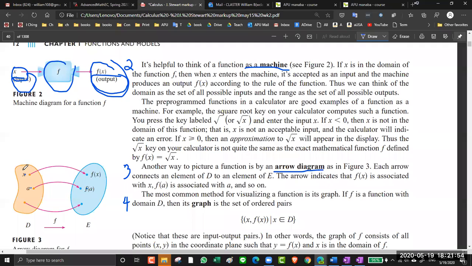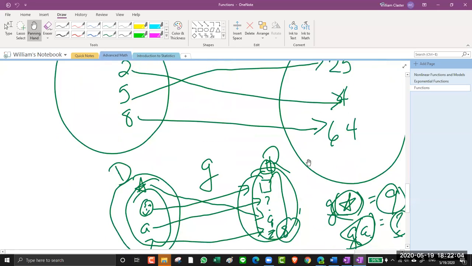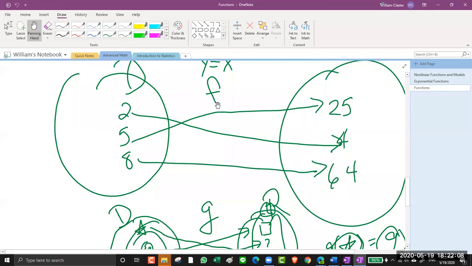Does everyone understand? Let me go back to here. I used the word image. So suppose this function is f. I can say, what is the image of 2 under f? What's the answer to that?